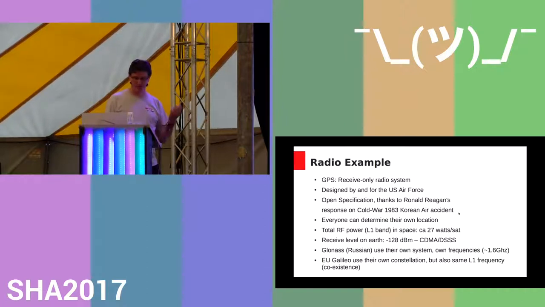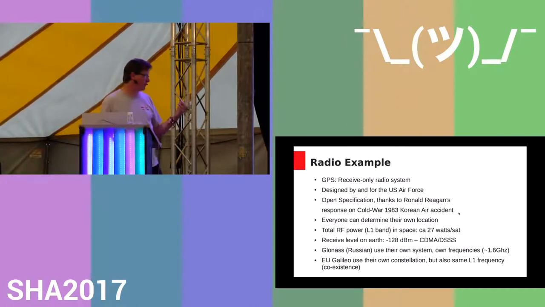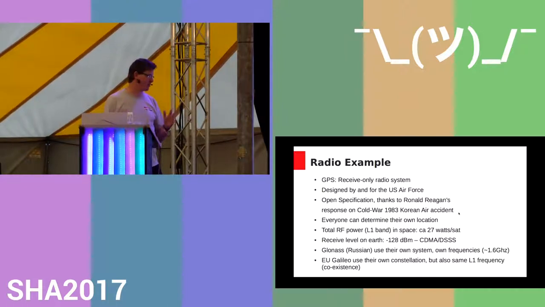You just have to measure all the clocks of all the satellites. And it's also very power efficient. If you look only at the L1 band, there's around 27 watts per satellite beaming to Earth. So in total, for 24 satellites, there's around 400 watts of power being beamed at the Earth. And with that amount of power, everybody on Earth can determine their own location. It's a very great, cool feature. The receive level on Earth is then very low.